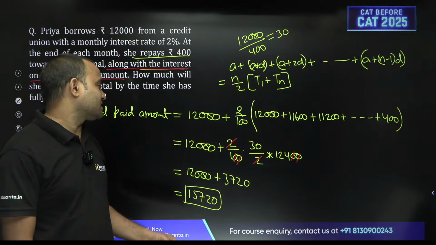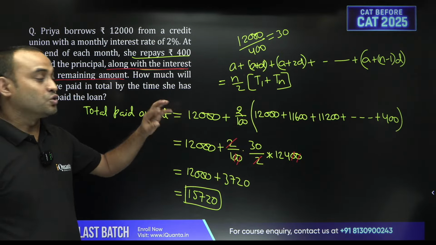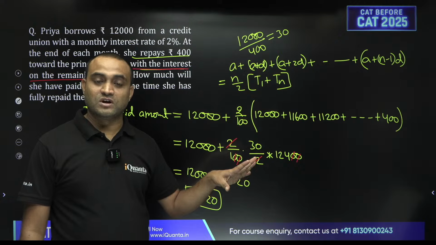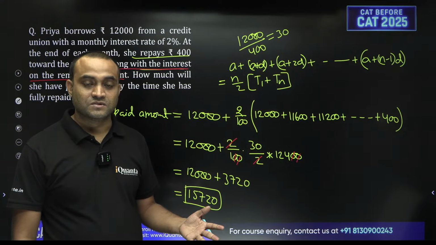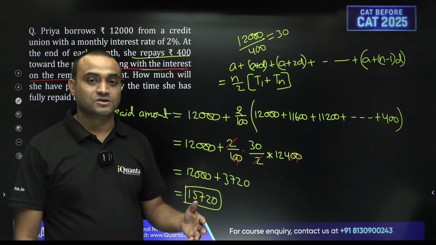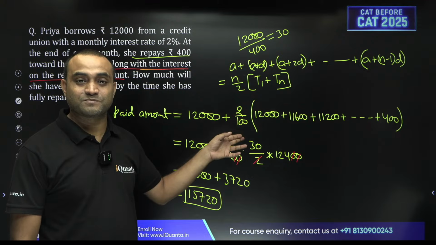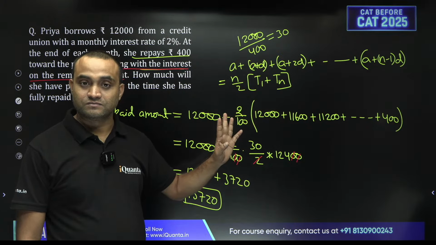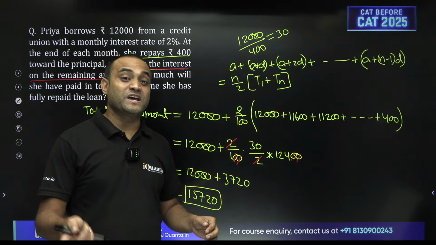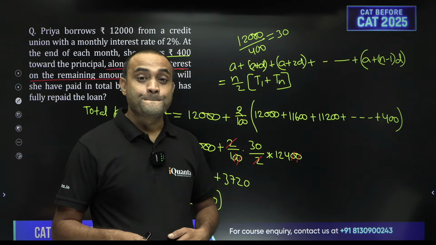First step, Sarthak, this one. Total principal was 12,000 which she will pay, right? Now she will pay interest per month, 2% interest per month on 12,000. Then what's left? She is paying 400 and the interest.